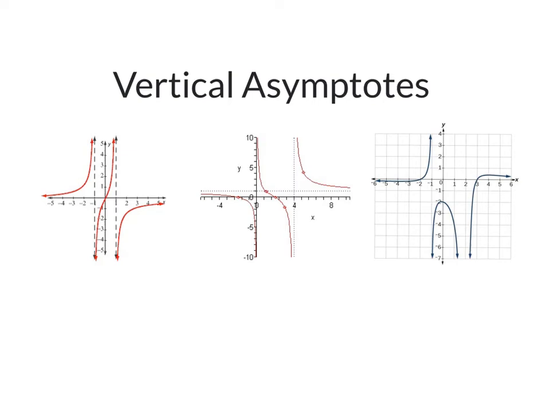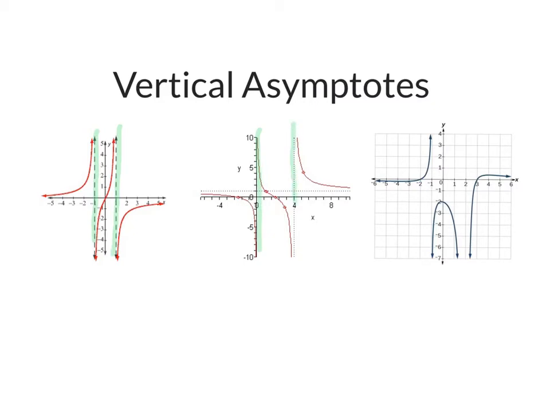First key feature we're going to talk about with rational functions are vertical asymptotes. As stated in the previous video, vertical asymptotes are like imaginary vertical barriers, vertical lines that your function approaches but never crosses. So you can see them in these first two examples.